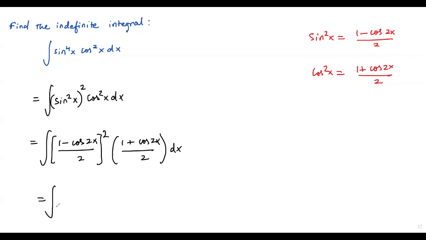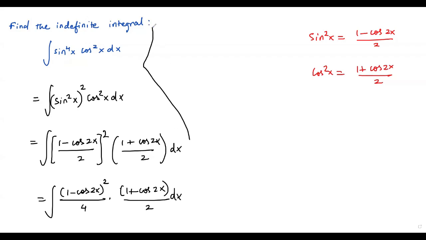So in our next step, here we have a square for a fraction. Whenever we have a common exponent for a fraction, the exponent can be distributed to the numerator and denominator. When I distribute this exponent 2 to the numerator (1 - cosine 2x), I get (1 - cosine 2x) whole square. When I distribute this exponent 2 to the denominator, it will be 2 square. The value of 2 square is just 4, times (1 + cosine 2x) over 2, times dx.